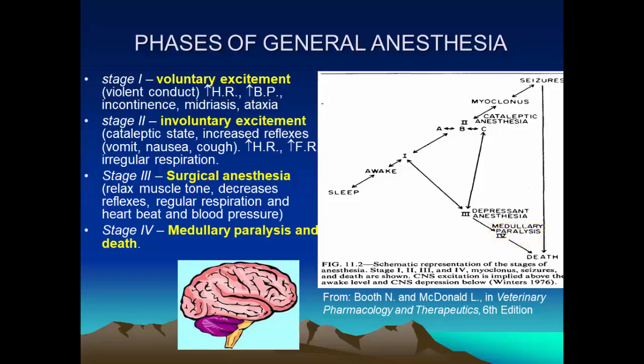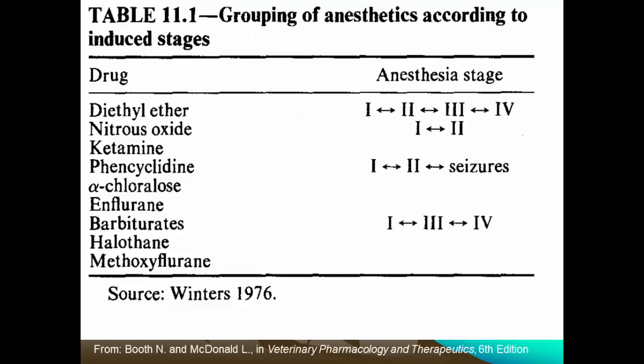Now, if we look at this other table that groups anesthetics according to the stages, we can see that ketamine, which is a phencyclidine derivative, will simply achieve a stage 2 of anesthesia, which is a state of hyperexcitation with a very high risk of the animal going into seizures. By contrast, if we look at some of the barbiturates like thiopental, it will move the animal very quickly from stage 1 to stage 3, skipping stage 2. And obviously, if you overdose, it can create a stage 4 of medullary paralysis that can kill the animal very quickly.